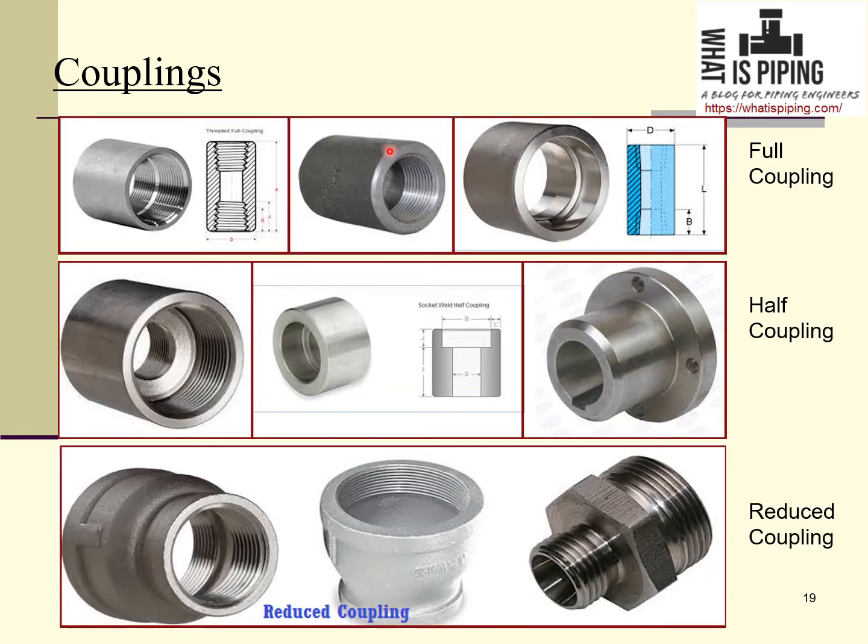These are examples of couplings. Means usually there are three types of coupling. The first is the full coupling. This one is the half coupling, and the bottom one is the reduced coupling.